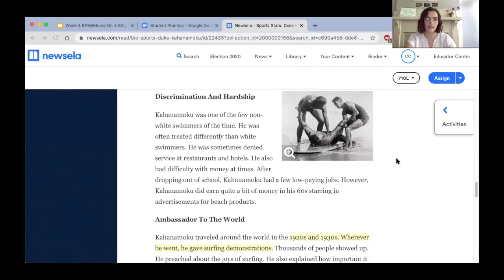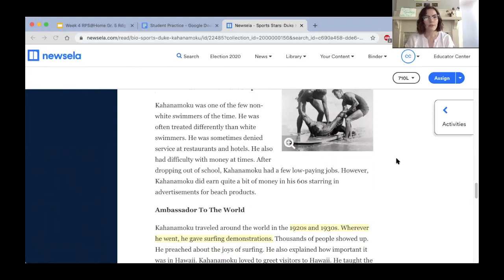Discrimination and hardship. Kahanamoku was one of the few non-white swimmers of the time. He was often treated differently than white swimmers. He was sometimes denied service at restaurants and hotels. He also had difficulty with money at times.